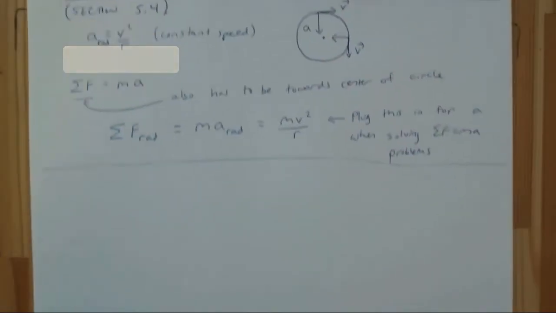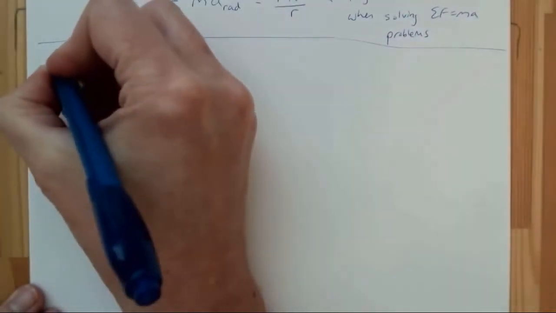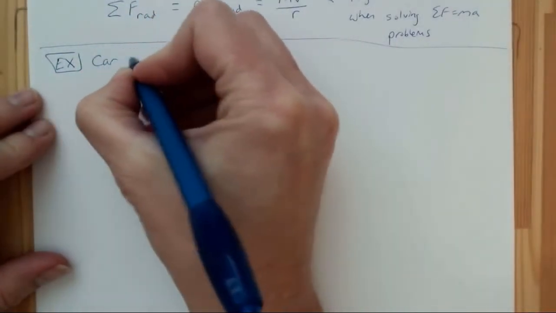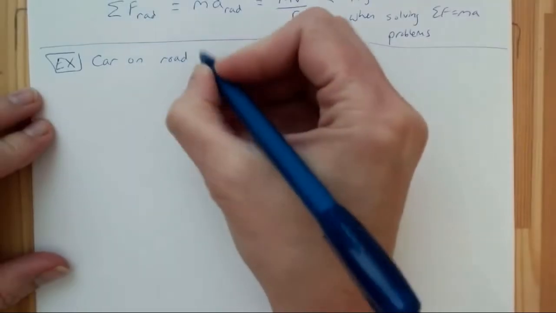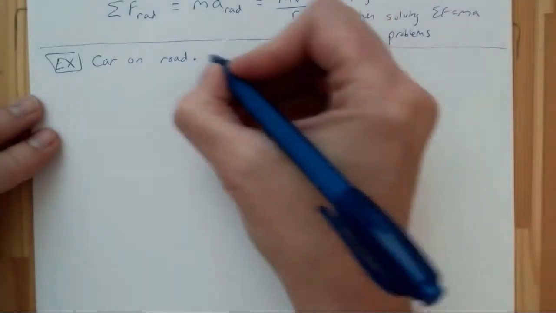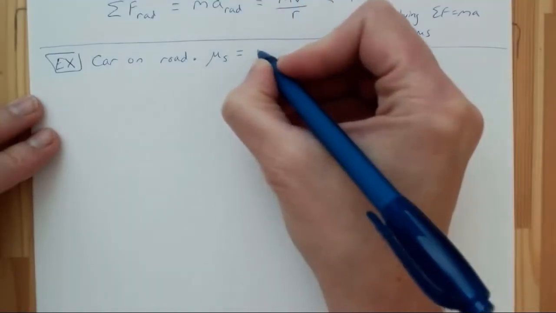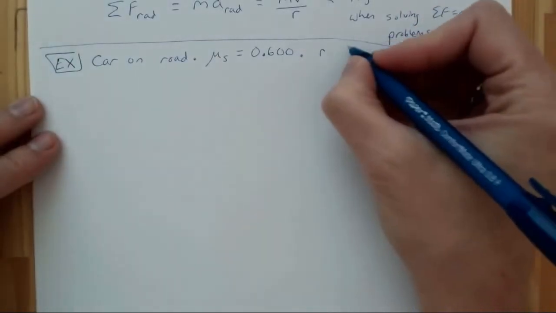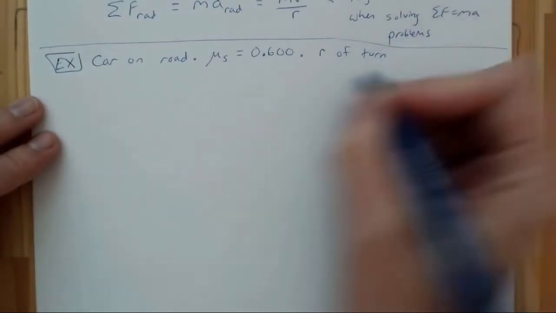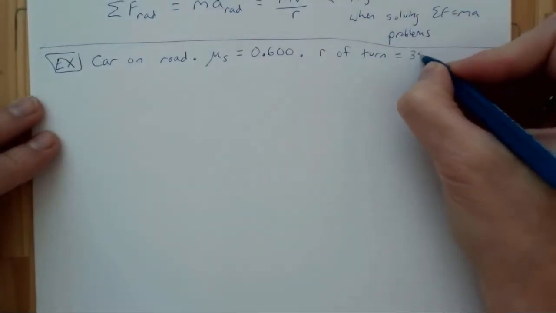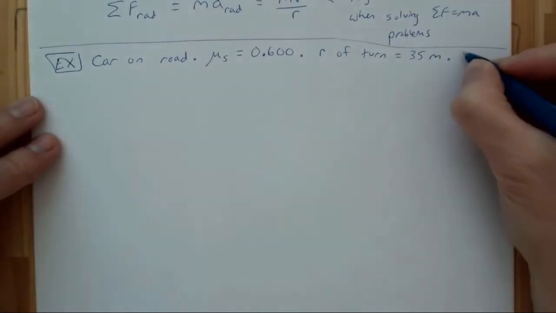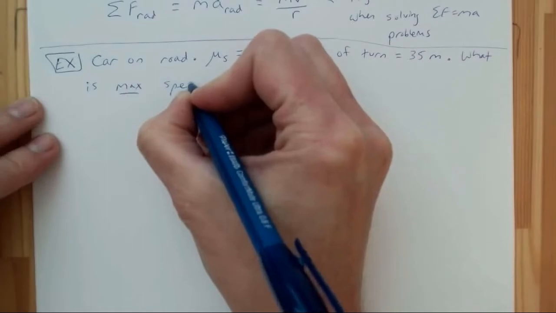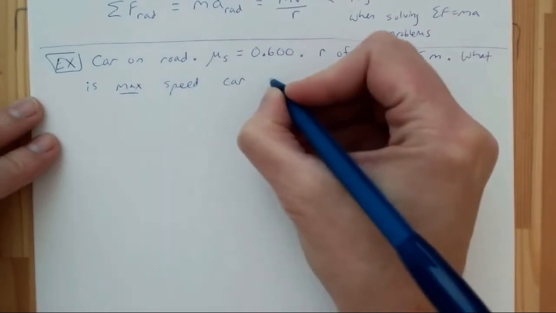As a first example, let's say that we have a car that's going to drive around a circular road. The car is on a road, and we'll add in some friction to this. Let's say that the coefficient of static friction is equal to 0.600. Say that the radius of the turn that the car is going around is equal to 35 meters. The question then is, what is the maximum speed that the car can go without slipping?